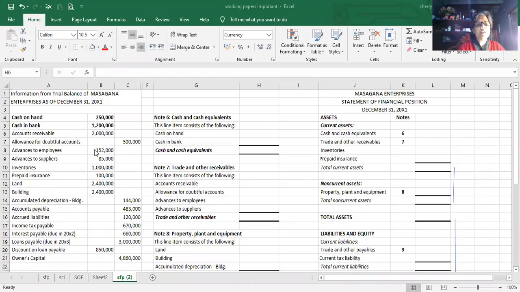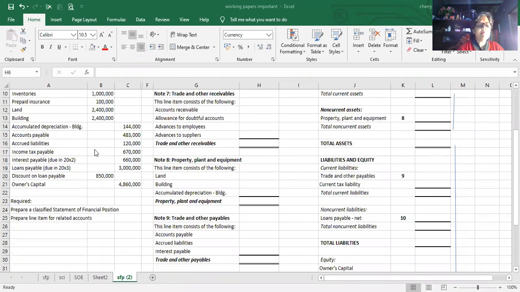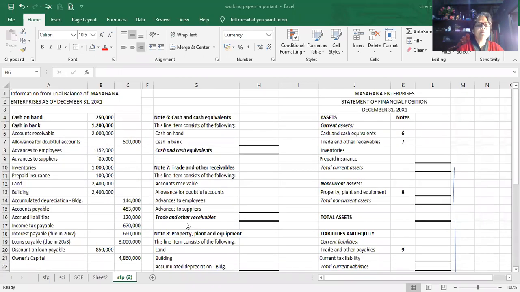The topic that will be discussed today is how to prepare the line item for related accounts and how to prepare the classified statement of financial position. So here is the information from the trial balance of the Sagana Enterprises as of December 31, 20X1.